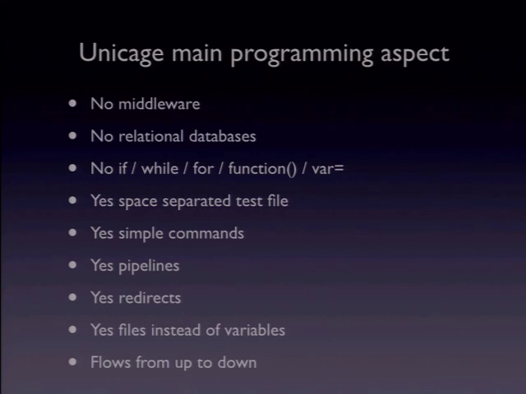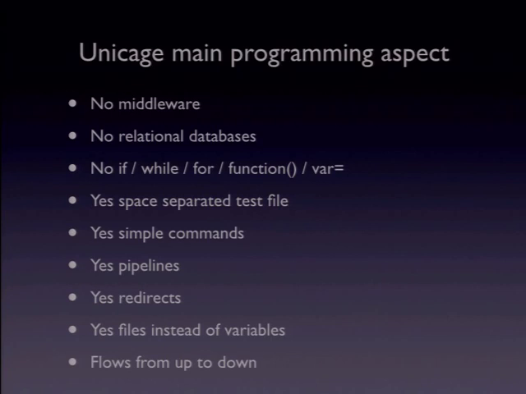First, from a programmer's view, the main aspect of Unicage is that there is no middleware. There is no relational database. Unicage uses Unix commands like awk, sed, grep, tr, cat, head, tail, cut, and customized commands USP made. They prefer to avoid if syntax, while syntax, for syntax, variables, and shell script functions. They prefer to use space-separated text files, simple commands, pipelines, redirects, and files. And their programming flow goes from up to down.